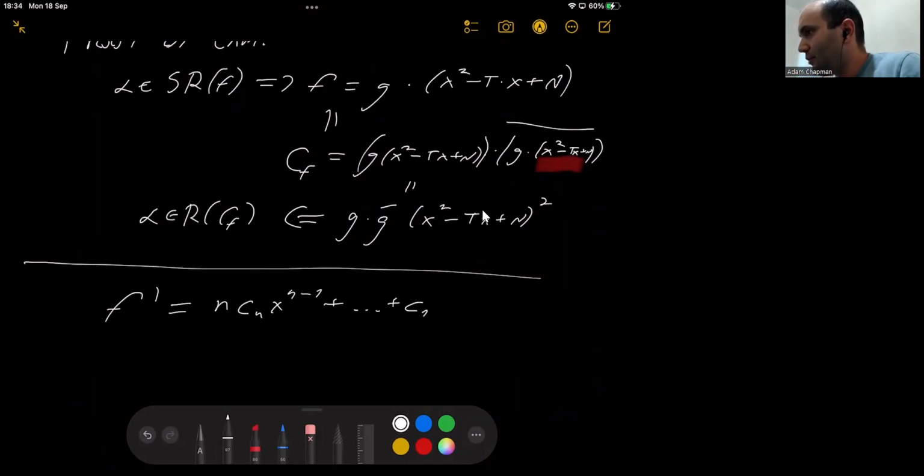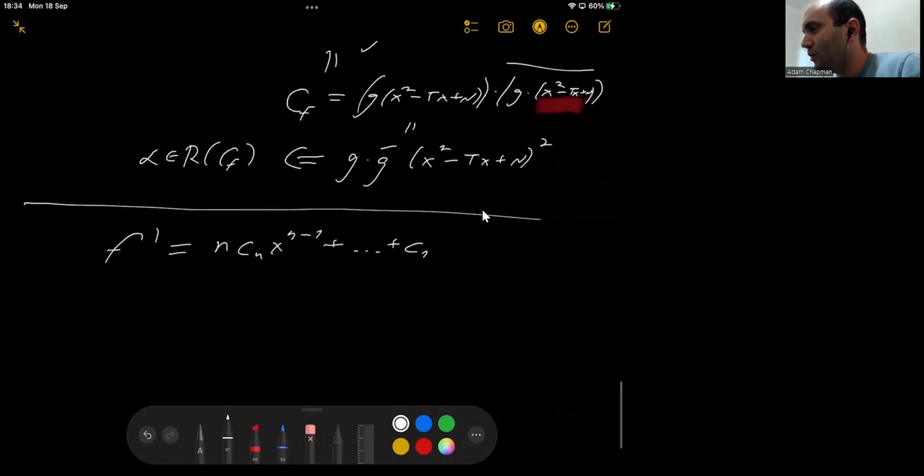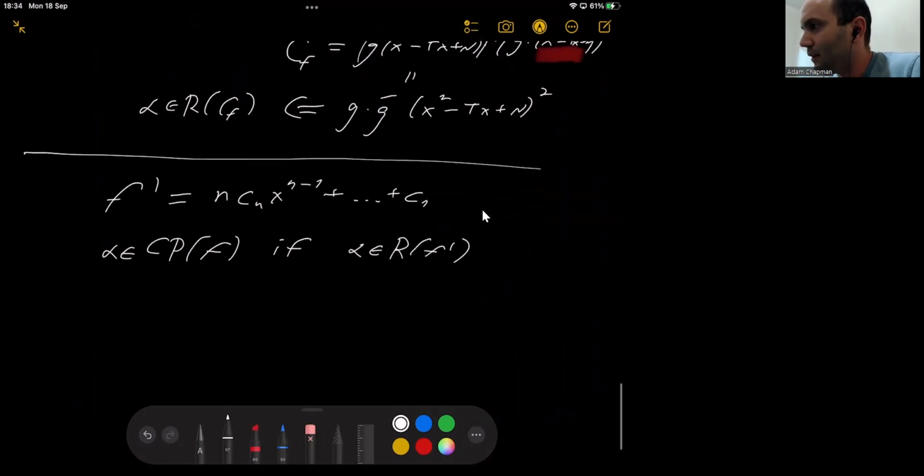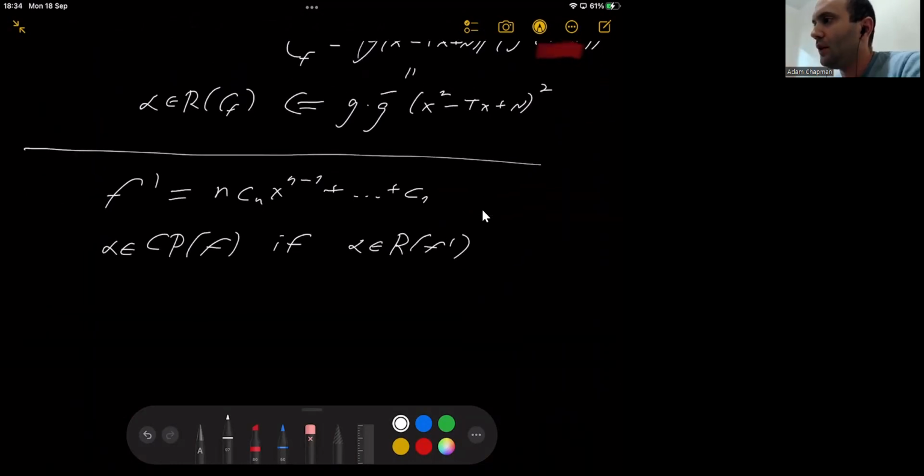So that's a formal derivative. What does it mean? I'll say in a second. I'll just say that critical points is what you expect. A critical point of f is just a root of the derivative. Okay, it's a point where this formal derivative vanishes.